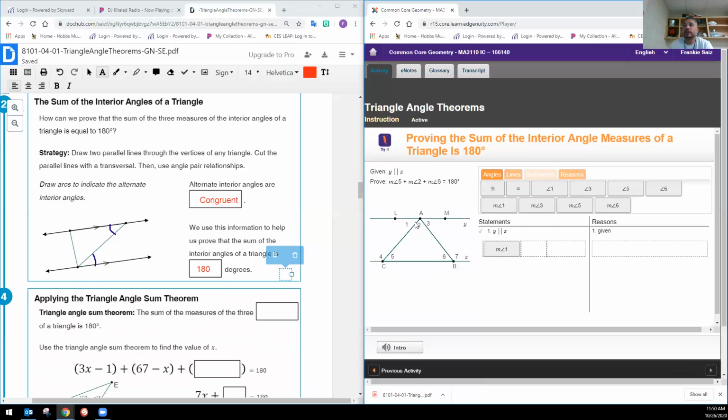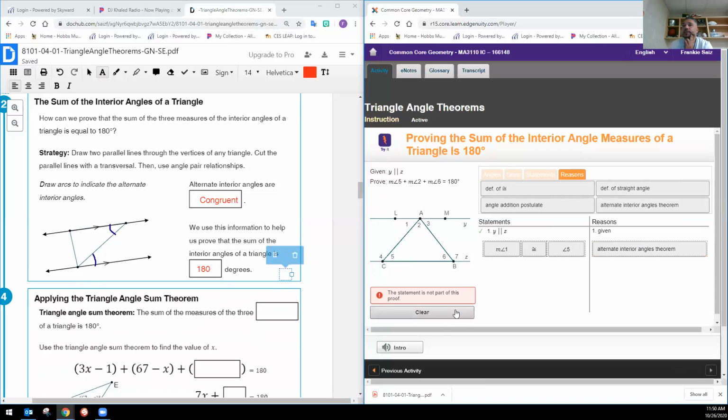The measure of angle 1 is congruent to the measure of angle 5. Let's see if this is going to be the right statement, because of alternate interior angles. Okay, so that's not part of it.